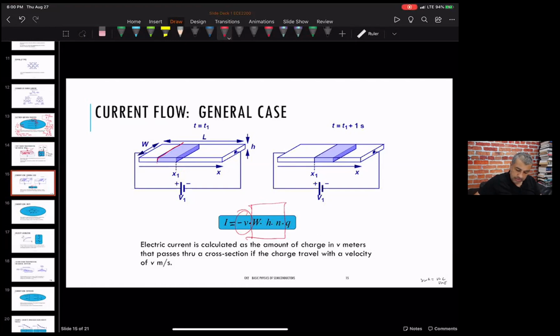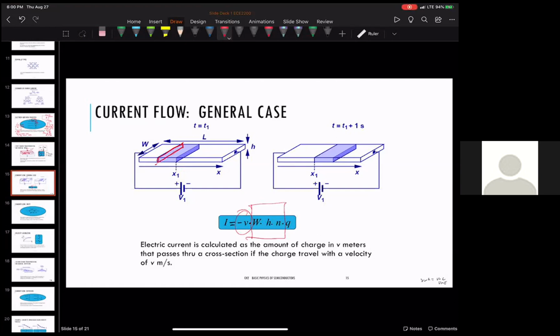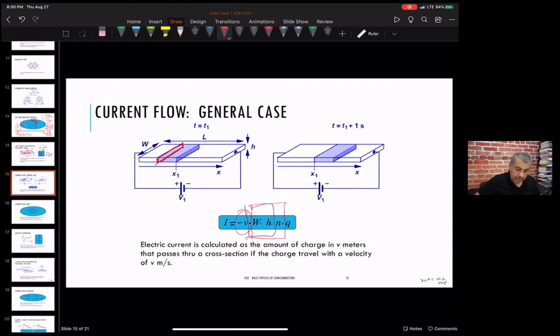No, what am I saying? Sorry, it's just the width and the height. Okay, so it's not a volume, but a sort of a square like that. Okay, and so the current is the velocity and the width and the height times the number of electrons times Q, the charge of an electron.